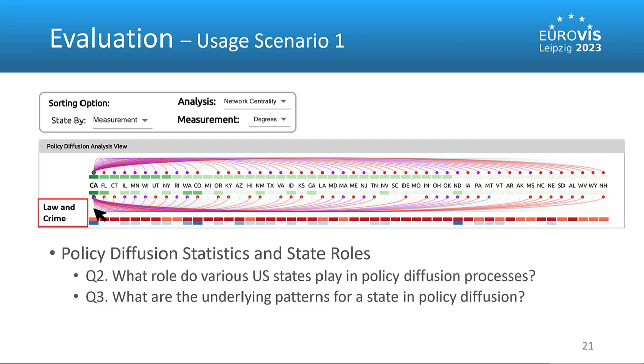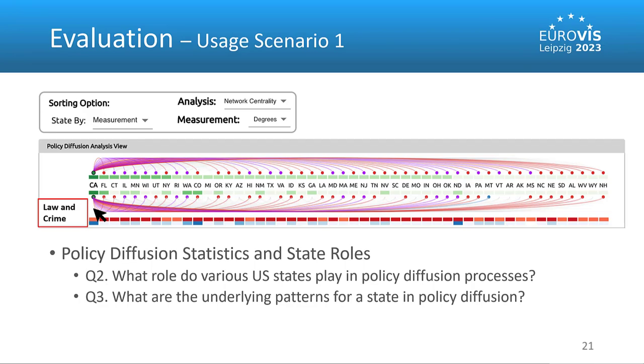The measurement of network centrality and state innovativeness allows users to infer their roles in the policy diffusion. For example, a state having a higher degree centrality score could be considered as a state which has actively influenced and been influenced across the policy diffusion network. Here, California has the highest degree value in general and for the policy topic of law and crime. Similarly, other centrality metrics enable users to investigate various laws in the diffusion network.